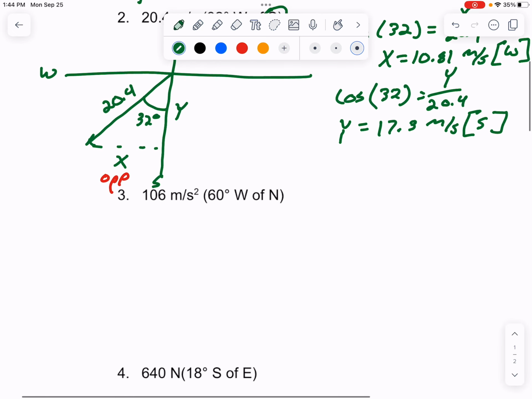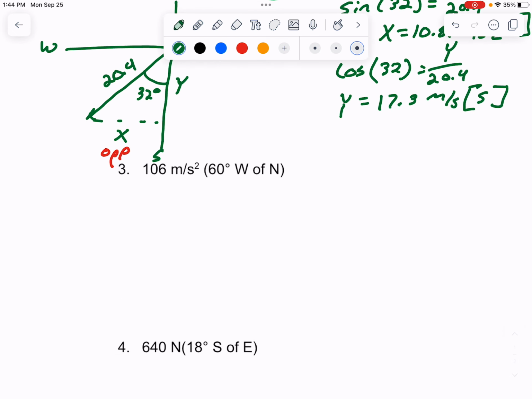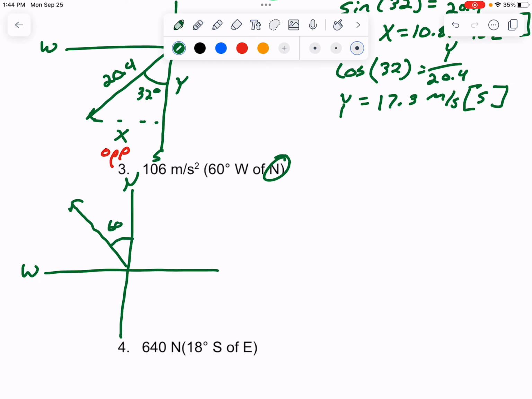Moving on to the next one, 106 meters per second squared, so that's acceleration, at 60 degrees west of north. So I'm going to draw my directions, west and north. So I'm going to be in the upper left quadrant. North is my last letter, so it's got to touch my north line. So my angle looks like that, 60 degrees. My hypotenuse is 106, and so we're looking for x and y.